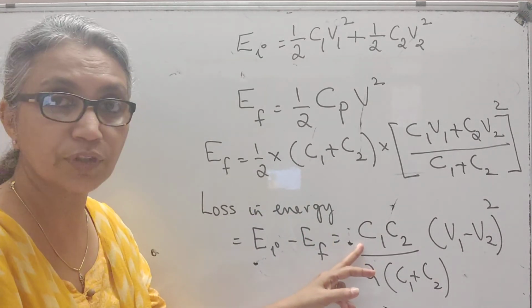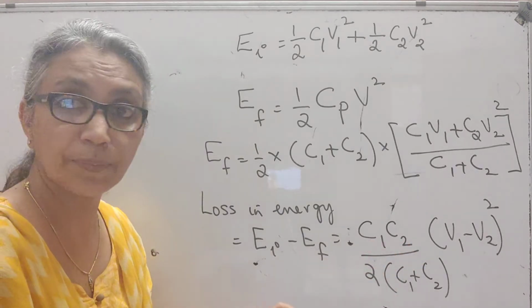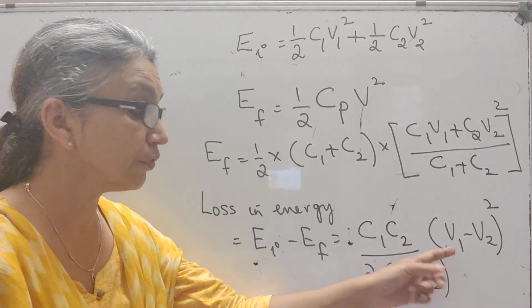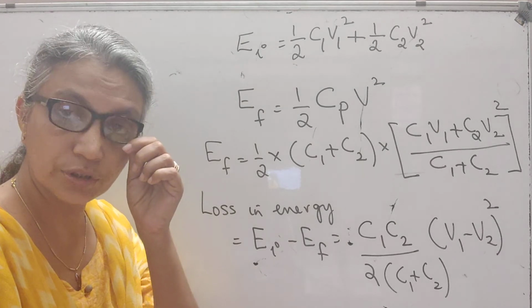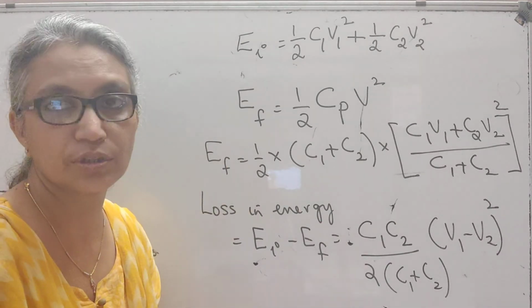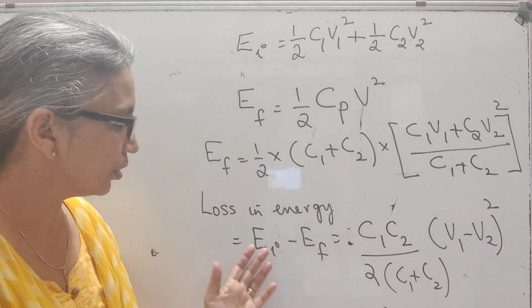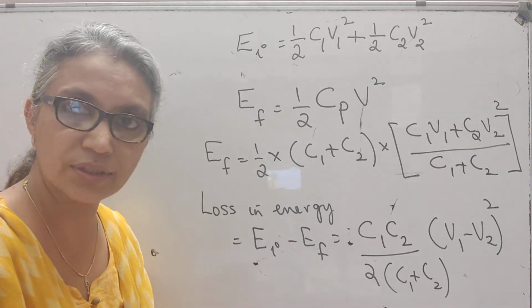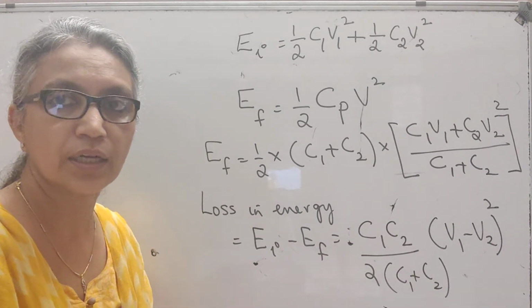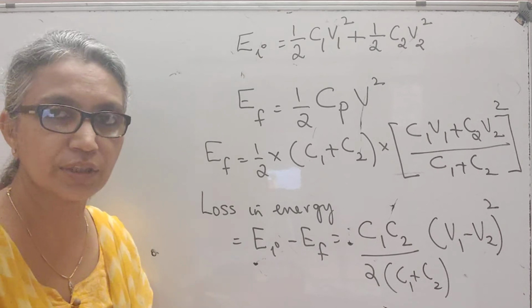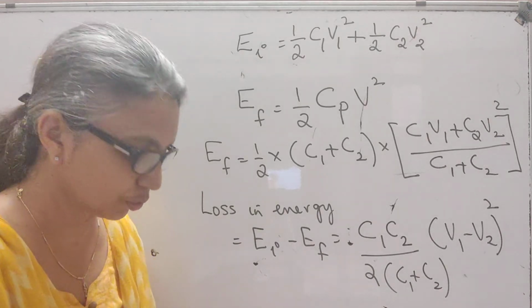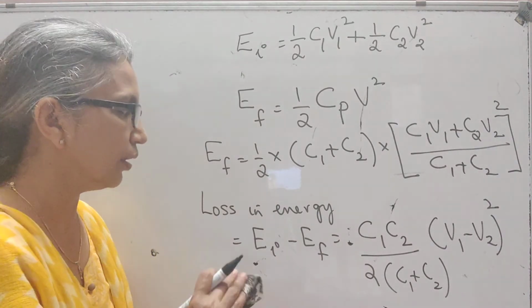C1 is the capacitance of the first capacitor, C2 is the capacitance of the second one, V1 is the potential difference of the first one, and V2 the potential difference of the second one. Now this is the formula for loss in energy when two capacitors are connected in parallel after they are charged to charges Q1 and Q2. We have a special case here.